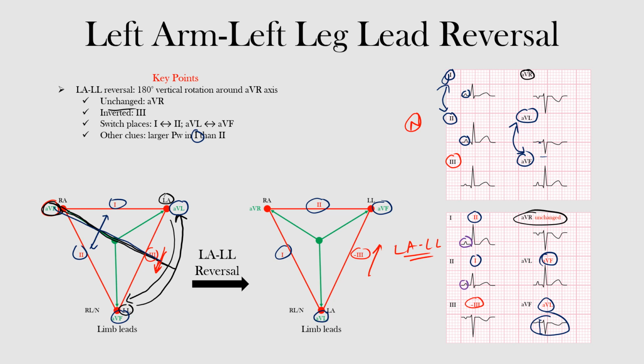All right, let's briefly review what we discussed before we end. This left arm, left leg lead reversal is a 180 degrees vertical rotation around the AVR axis. AVR is here. We rotated everything around it. So draw out Einthoven's triangle, label it, use AVR as the axis, and you're switching the left arm and the left leg. Because of that, AVR will remain unchanged. Lead 3 will become inverted. Leads 1 and 2 will switch places, and so will leads AVL and AVF. And remember, another clue was that having a larger P wave in lead 1 compared to lead 2 can also point you towards this, because usually it's the other way around.